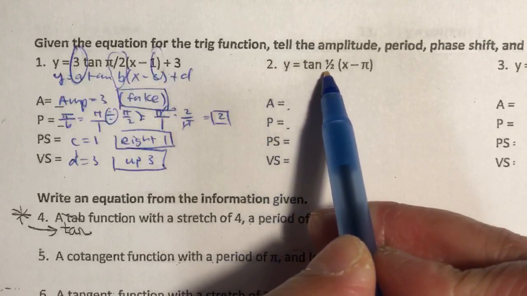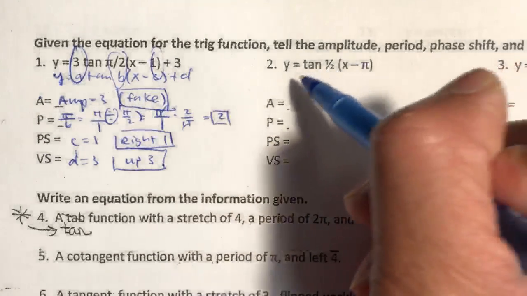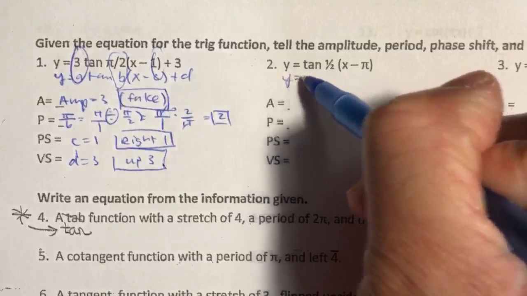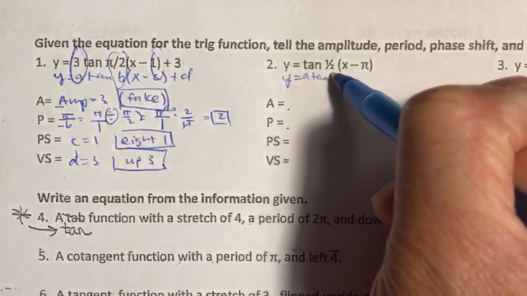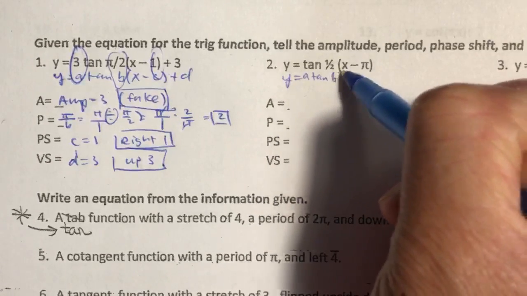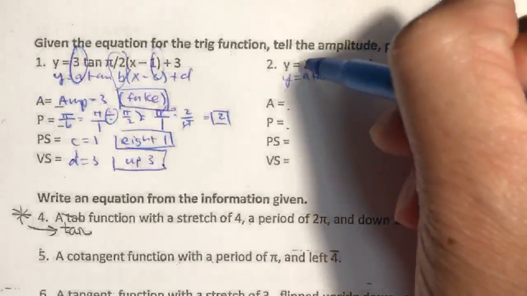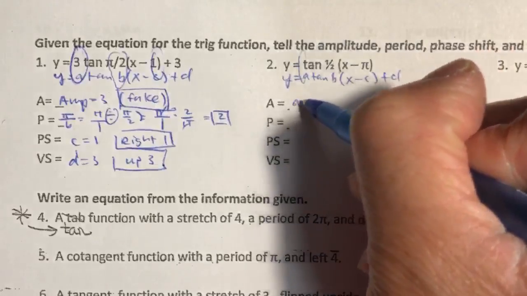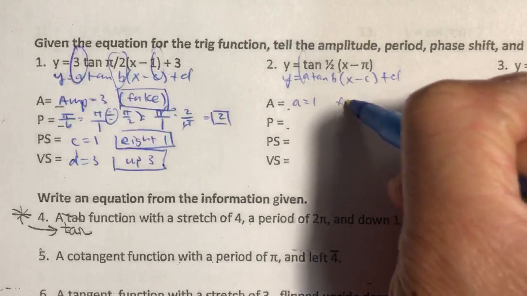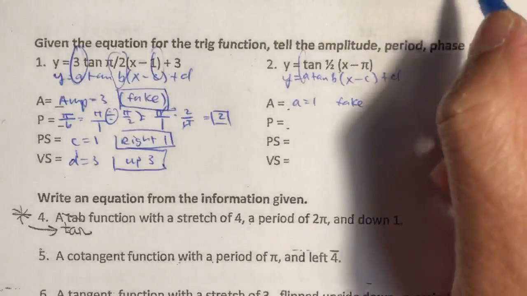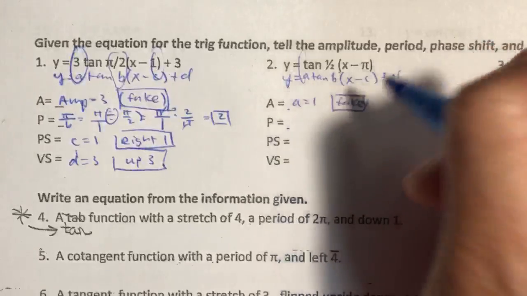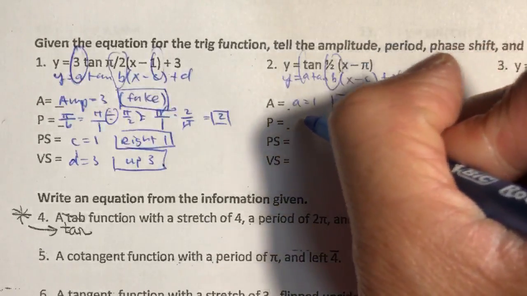Y equals tangent 1/2 x minus pi, so I'm going to do the same thing. B x minus c plus d. So my a value is 1. There is a fake amplitude, so which is none, really. My b value is 1/2.